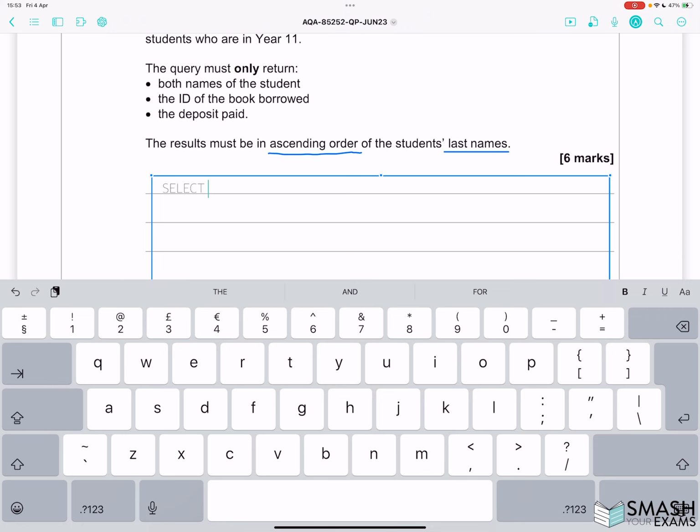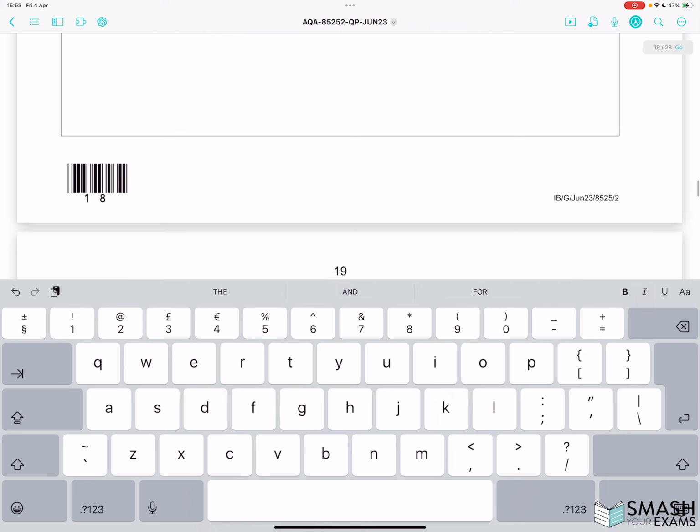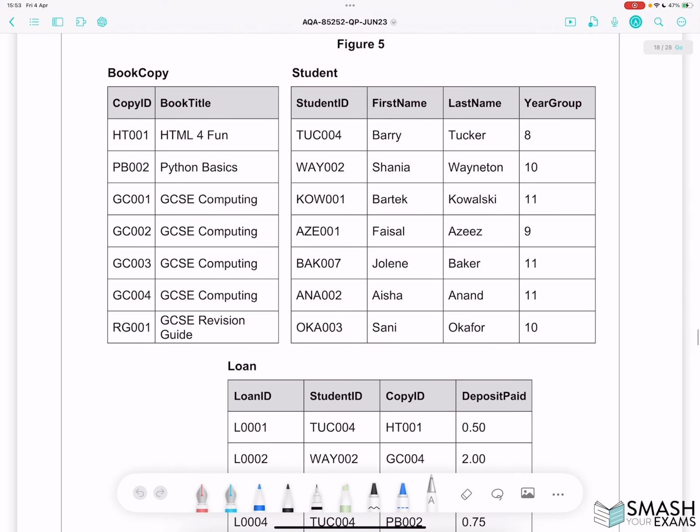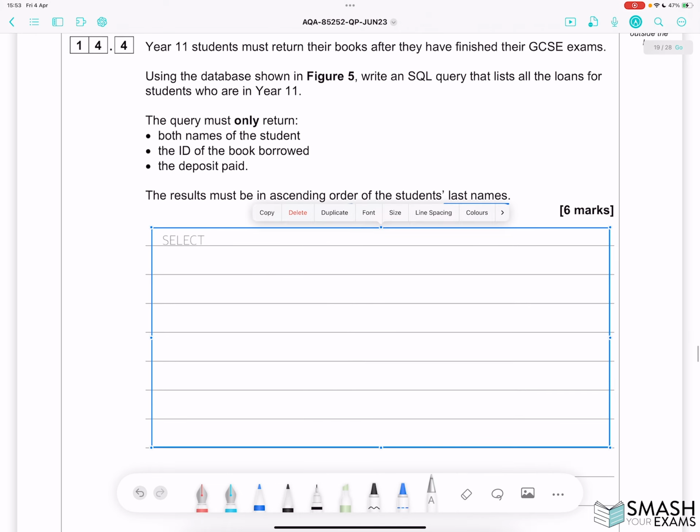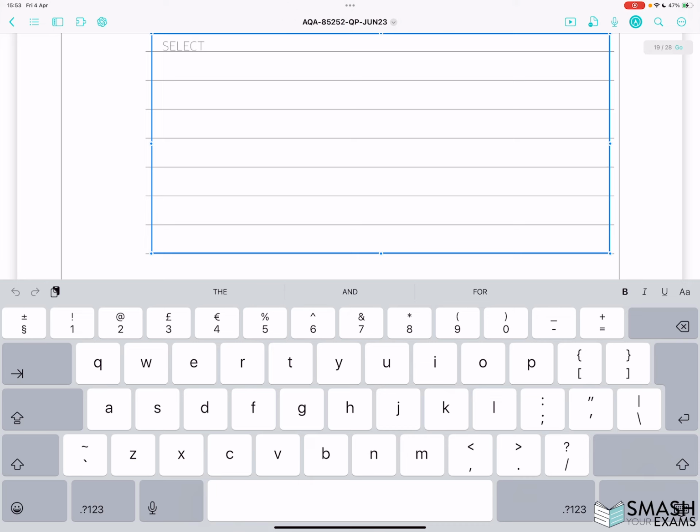So let's go back through. It needs both names of the students. Let's check the table again. So for the student, we can see that we've got first name just here, and we've got their last name as well. So let's use those exact field names. So we want to select the first name, which was written like so. And then we need their last name, which was also written in that sort of camel case style.